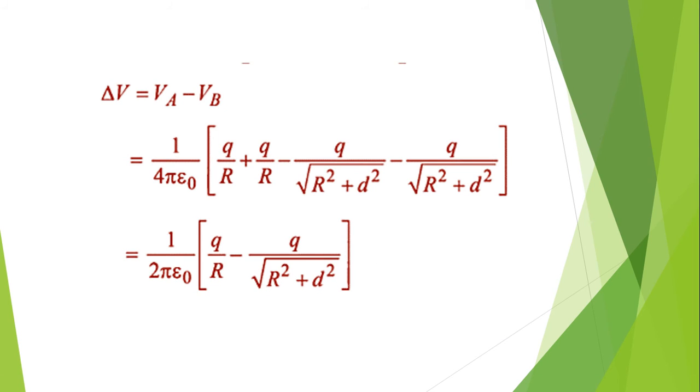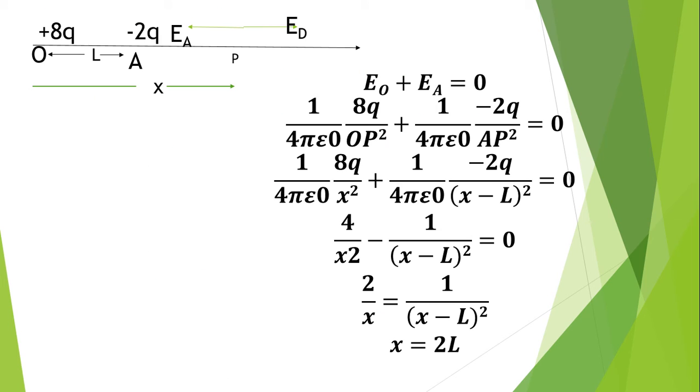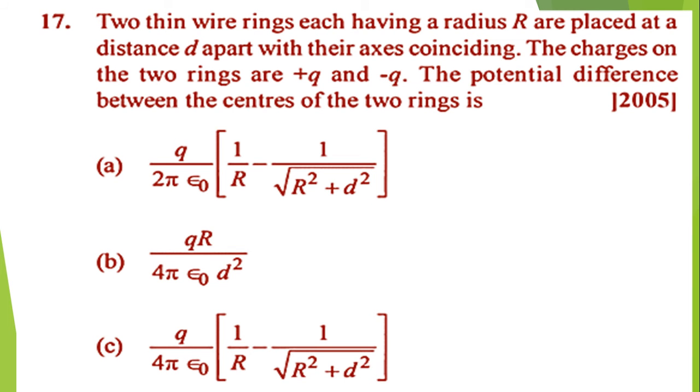So the potential difference delta V is equal to V_B minus V_A. Putting in the values of V_A and V_B and after solving, the potential difference is 1 by 2 epsilon naught times Q by R minus Q by under root R square plus D square. That is the potential difference between the centers of the two rings. So the right answer is A. B, C are not possible.